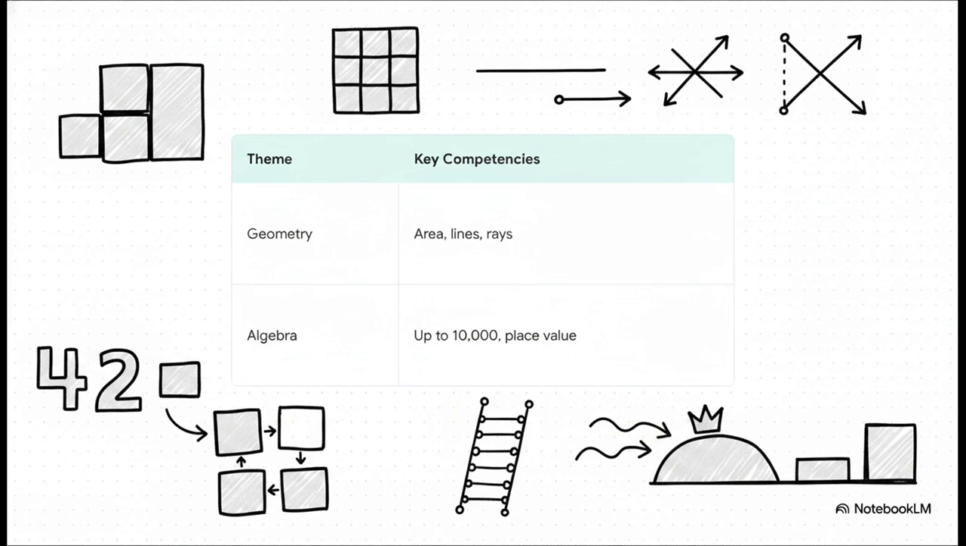On the flip side, for number and algebra, they're dissecting those big 4-digit numbers up to 10,000 by their exact place value. Plus, they're learning ordinal numbers all the way up to the 100th position, which, by the way, is a massive leap from earlier grades, while practicing rounding and comparing those large numbers.